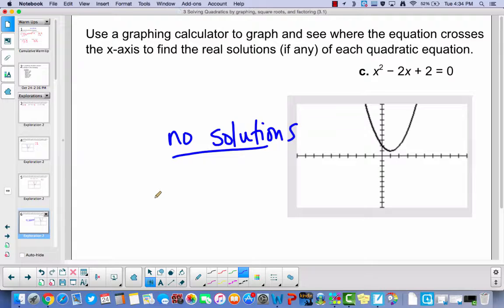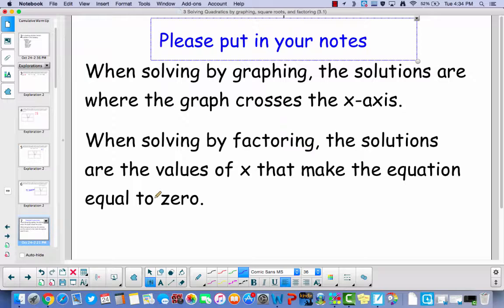So that's the first thing we're going to do today, is the graphing. Would you please put this in your notes? So pause it here so you can get that in your notes. When solving by graphing, the solutions are where the graph crosses the x-axis. When solving by factoring, the solutions are the values of x that make the equation equal to 0. Again, pause it here so you can get those in your notes.